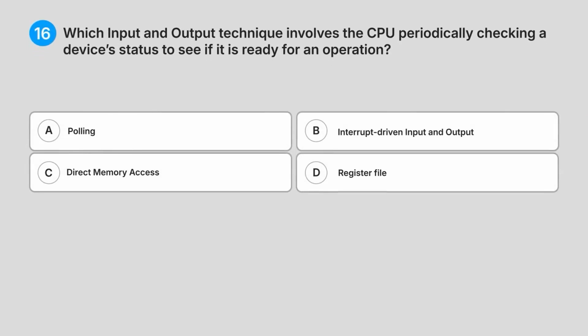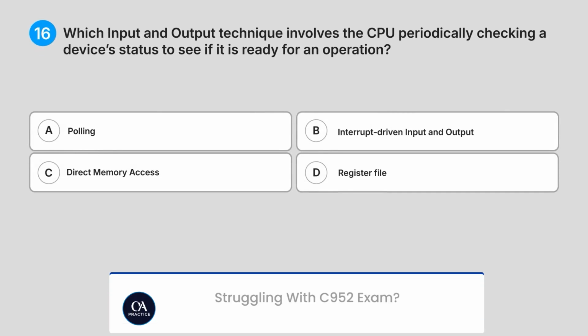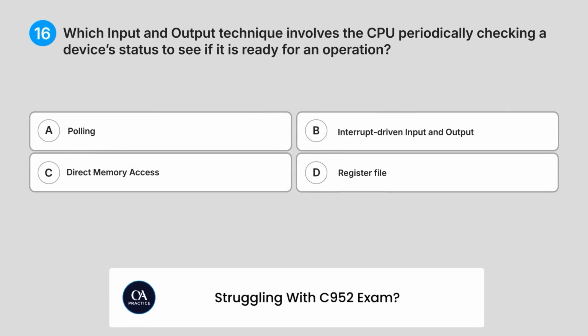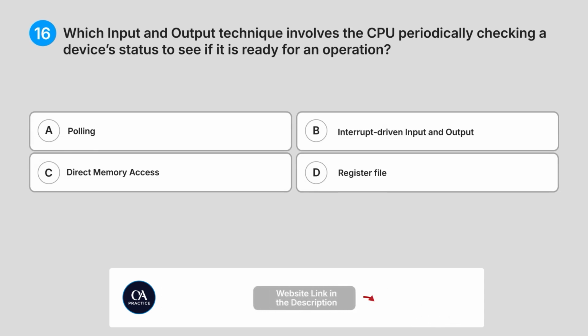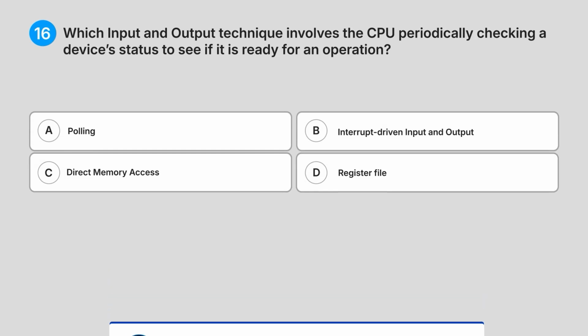16. Which input and output technique involves the CPU periodically checking a device's status to see if it is ready for an operation? A. Polling. B. Interrupt-driven input and output. C. Direct memory access. D. Register file.